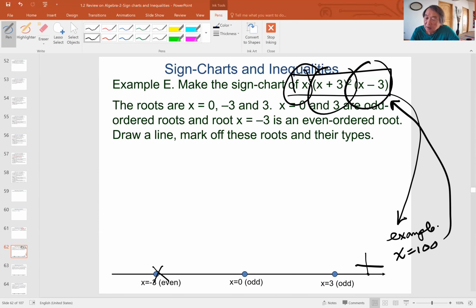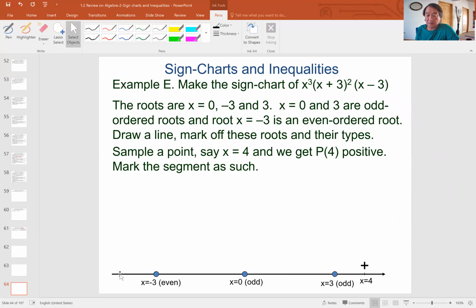Okay. Example, check. Okay. And I get positive. And when you cross odd order roots on the other side, it will switch sign. When you cross odd order root 0, well, it will switch back to plus again. And when you get to -3, even, it just ignores it. It pretends not. So this is the sign chart for this particular.